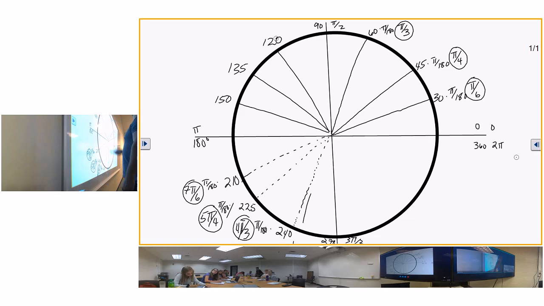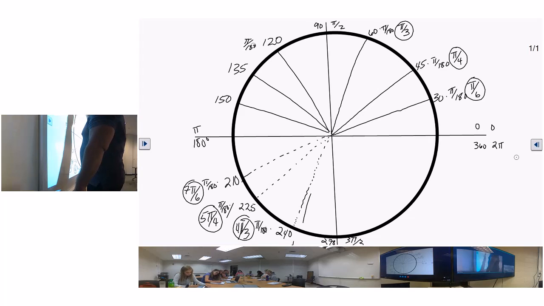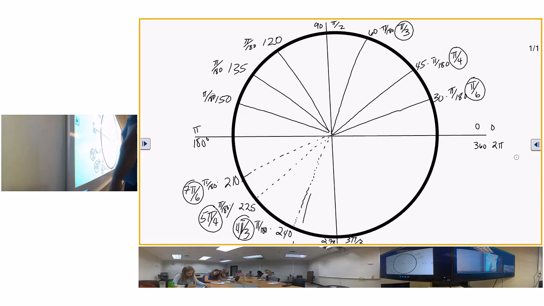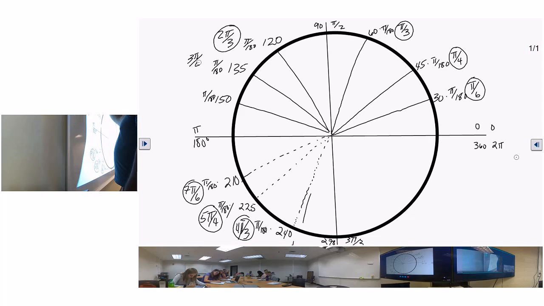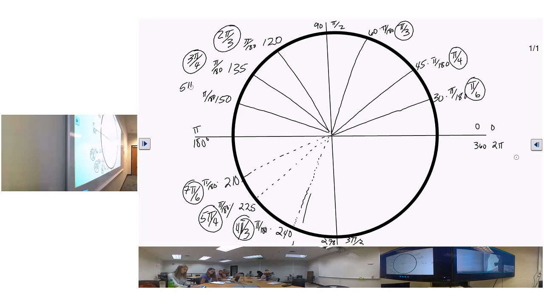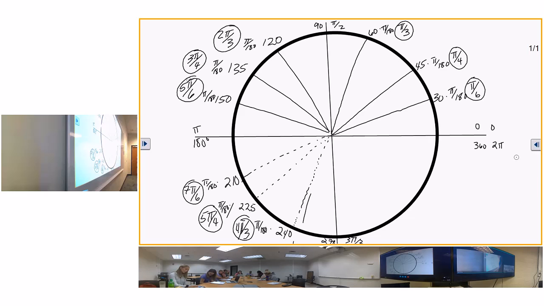Now change those by multiplying by pi over 180. Okay, that's 12 over 18, which is what? 4 pi over 6, or 2 pi over 3. Somebody check me. 135 over 180. Somebody divide that for me. 3 pi over 4. And 150 over 180 is 15 over 18, which is 5 pi over 6. All right, you do this one.